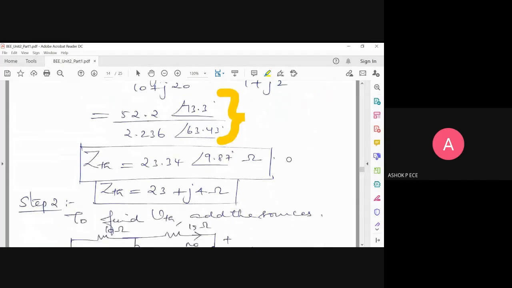So this is the polar format, and I can convert this into complex format also. 23.34 cos theta is this one. 23.34 sin theta is this one. So 23 plus j4 ohms you get approximately. Somebody validate whether this one is correct or not.